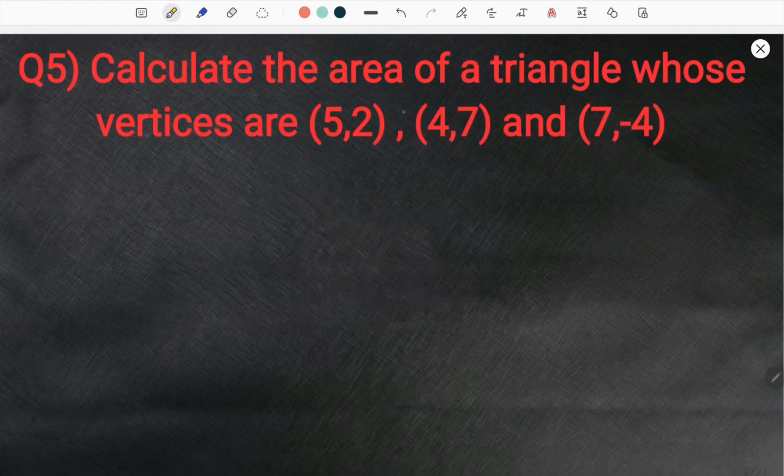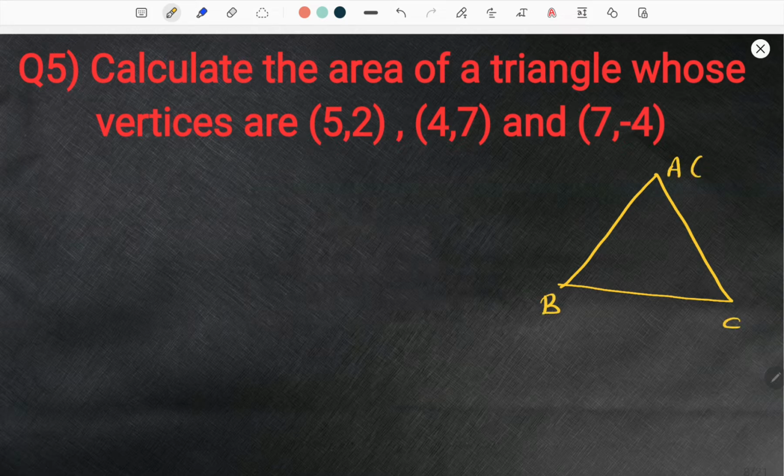Calculate the area of triangle whose vertices are 5, 2, 4, 7 and 7, -4. Direct question. Here is a triangle. Alright, so let me name this ABC, where A is 5, 2, B is 4, 7, and C is 7, -4. You can name them as x1, y1, x2, y2 and x3, y3.